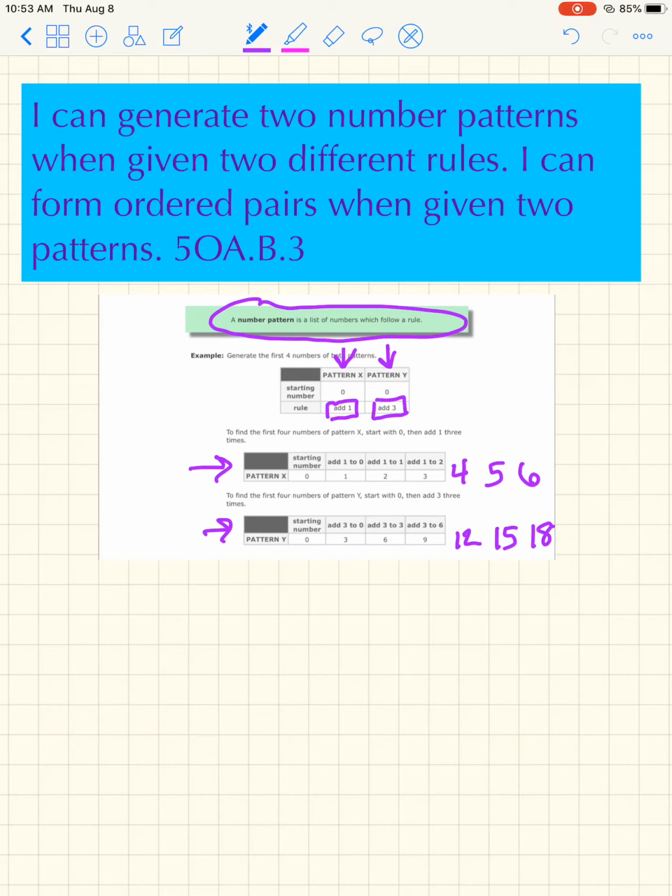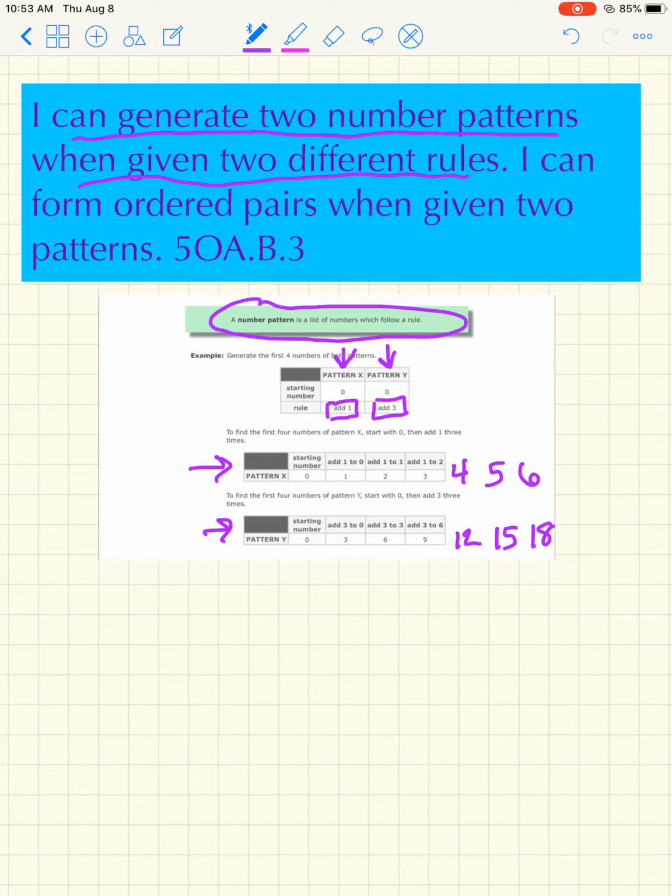So this is our first target. I can generate two number patterns when given two different rules. The rule for pattern X was add 1, the rule for pattern Y was add 3. So our next target says I can form ordered pairs when given two patterns.